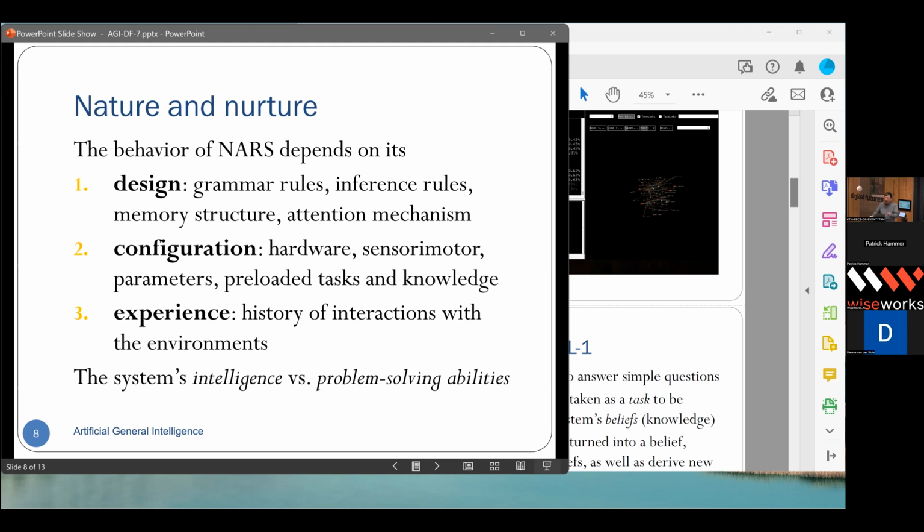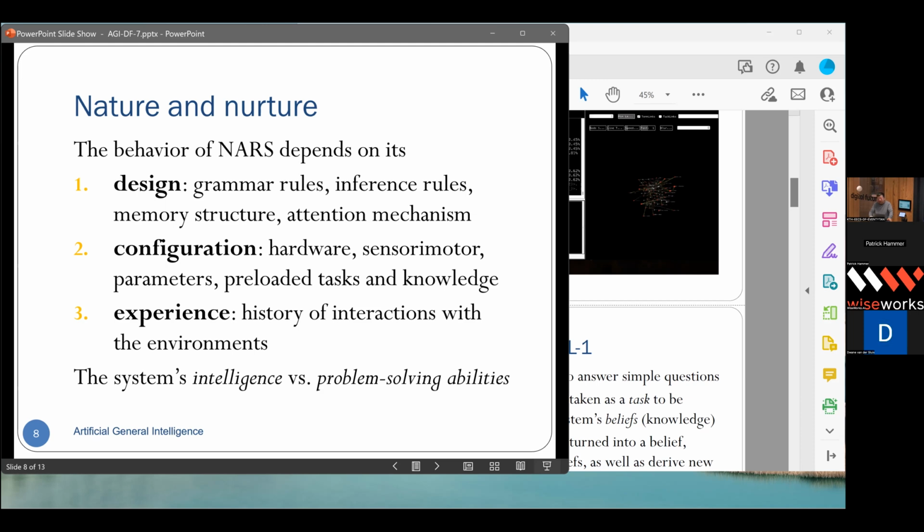Okay, so according to my definition, intelligence is basically in the design. On the other hand, problem-solving capability mostly comes from configuration and experience. Of course, design also matters a lot. But there is a key difference. So according to my opinion, which is a little bit controversial, the intelligence of the system remains mostly constant, even though its problem-solving capability, of course, grows over time.